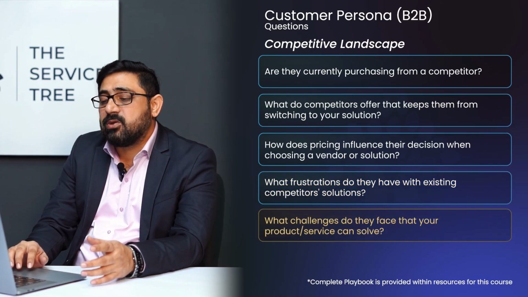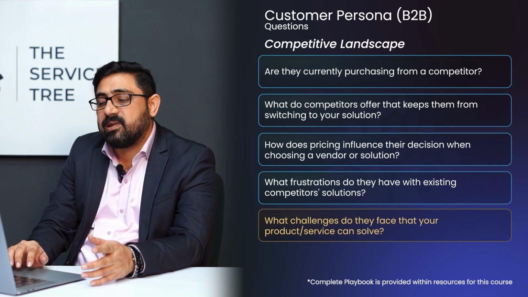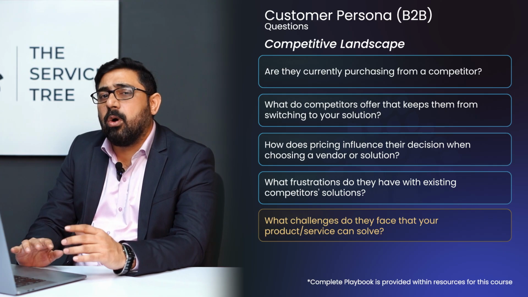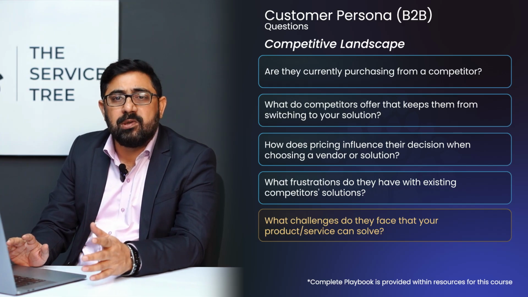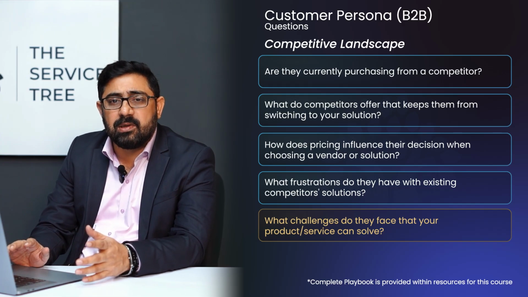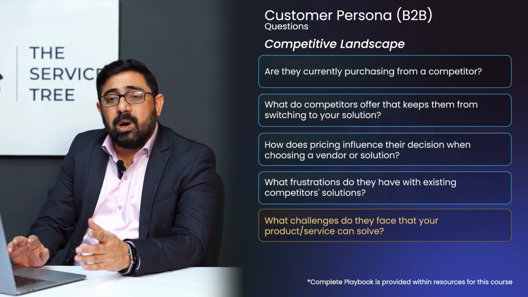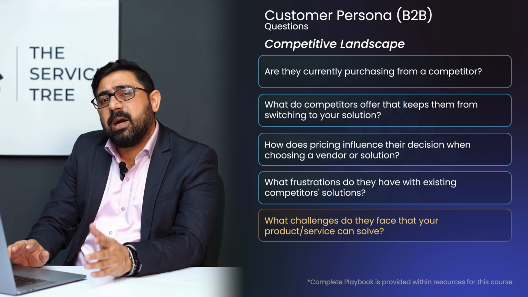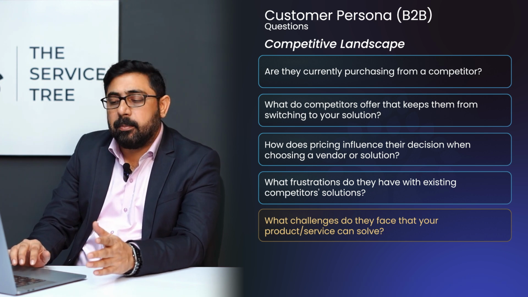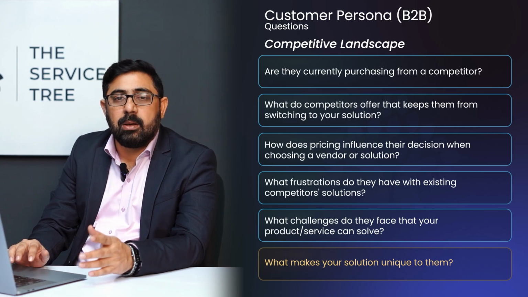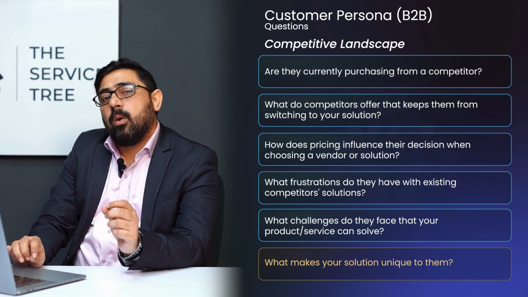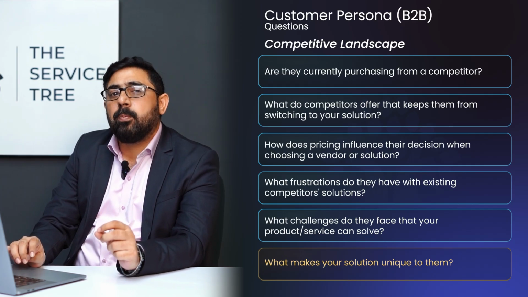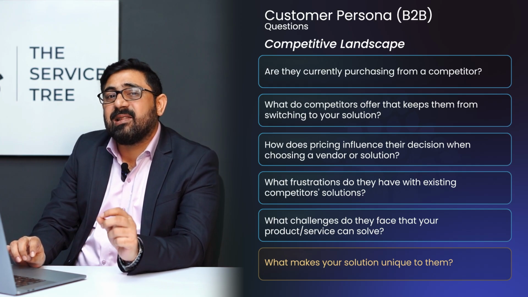Then what challenges do they face that your product or service can solve? Their existing vendor may also not be covering them from all aspects. There might be certain loopholes. There might be some gaps in their services and their solutions. So once you figure out what types of shortcomings they are facing, you will be in a better position to pitch your solution accordingly. What makes your solution unique to them? In that case, what type of distinguishing or differentiation can you make to pitch higher and attract them concisely?